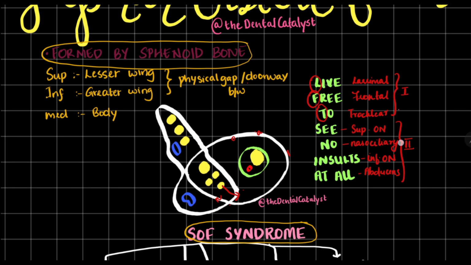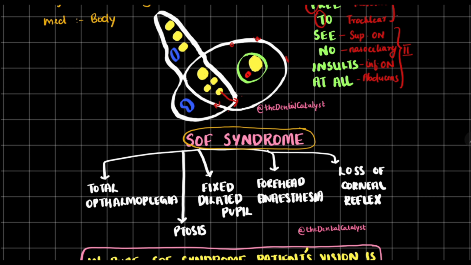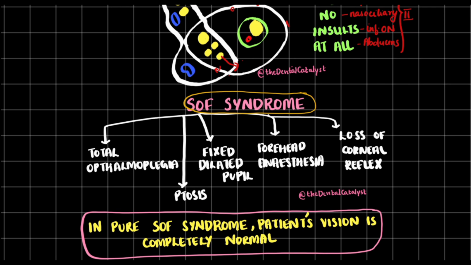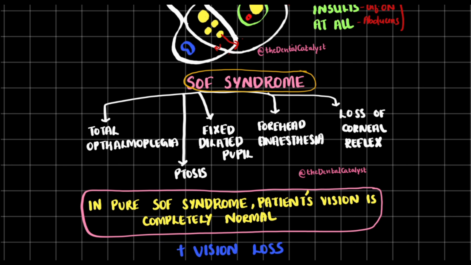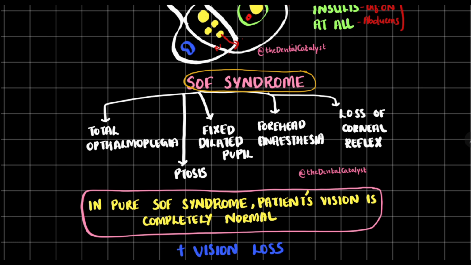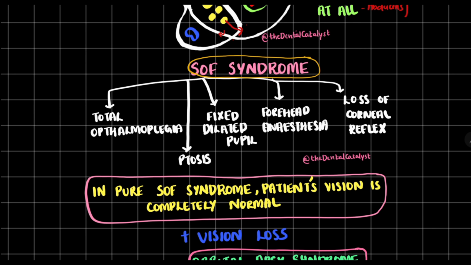Now clear? Now next we are going to deal with the superior orbital fissure syndrome. So let's connect the anatomy directly to the clinical presentation. Now we can call it a nerve to symptom blueprint. What do we call it? A nerve to symptom blueprint. So first we are going to deal with the clinical features in here.